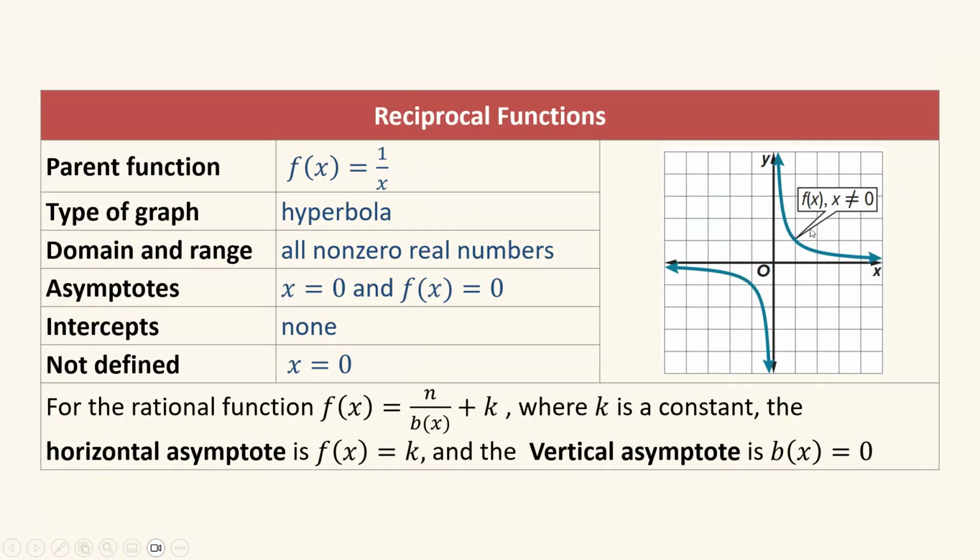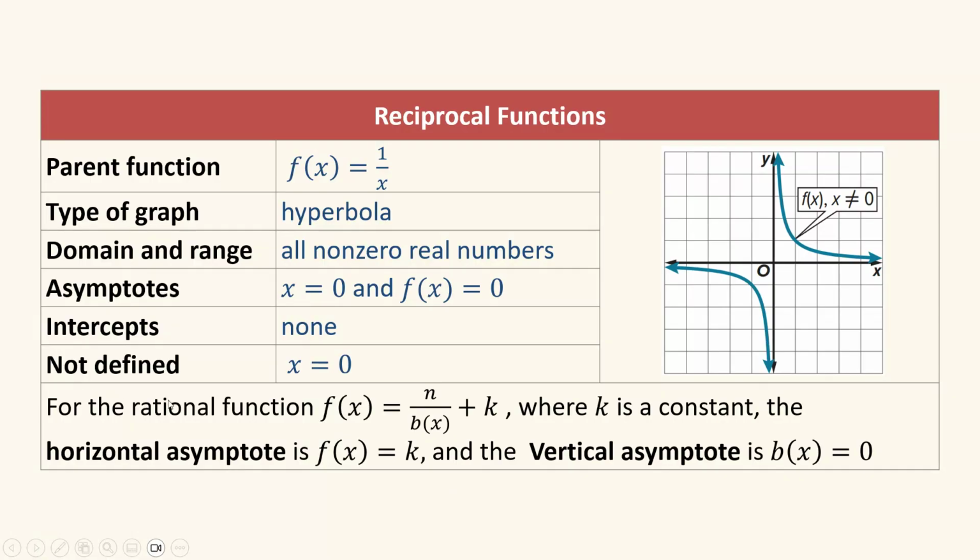So this hyperbola here is our parent function f(x) = 1/x. The domain and the range are all non-zero real numbers. So our y value will never be 0, and our x values will never be 0. There are no x or y intercepts. The function is not defined when x equals 0 because 1 divided by 0 is undefined.